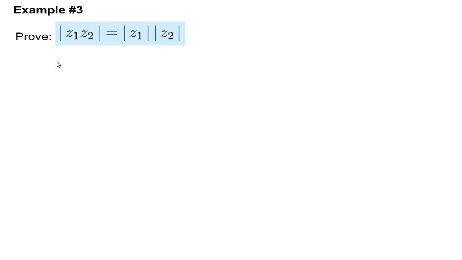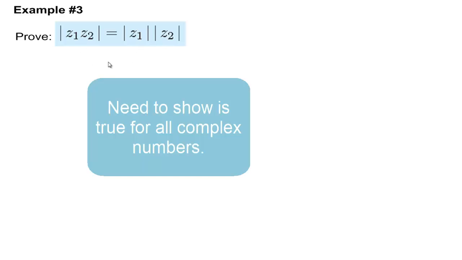Our third example is a proof. And in this proof, what we're going to try to do is prove that the magnitude of z1 z2 is the same as the magnitude of z1 times the magnitude of z2. Now in the previous example, we looked at a couple of complex numbers, and we found the magnitude of the first one times the magnitude of the second one. We could go back and show that it's equal to the magnitude of the multiplication of those two complex numbers. But that wouldn't be good enough to prove this is always true. To prove it's always true, we have to show it's true for all complex numbers.